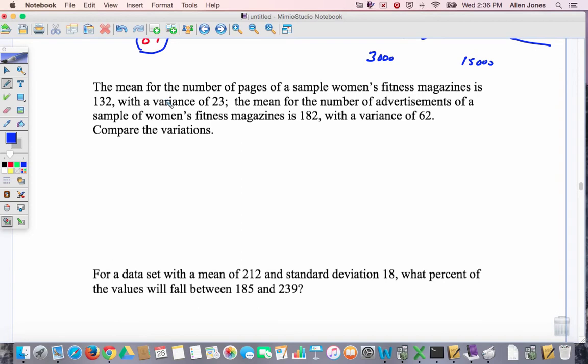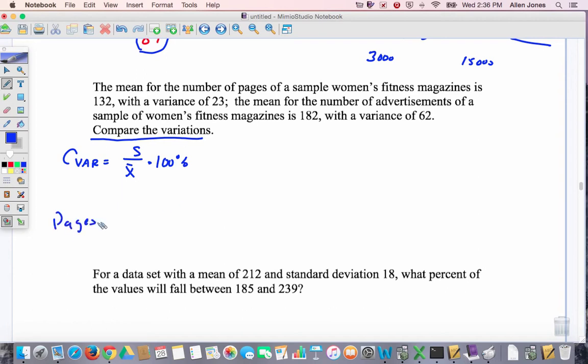The mean number of pages of sample women's fitness magazines is 132 with a variance of 23. The mean for the number of advertisements of sample women's fitness magazines is 182 with a variance of 62. Compare the variations. Once again, a comparison is that coefficient of variation. I'm going to write that up here again: standard deviation divided by the mean multiplied by 100%.